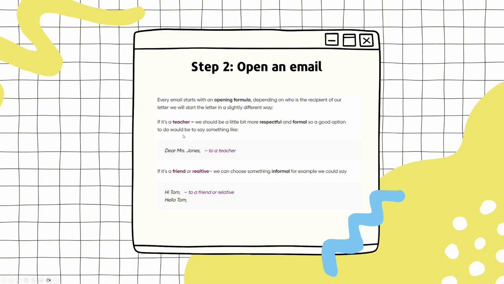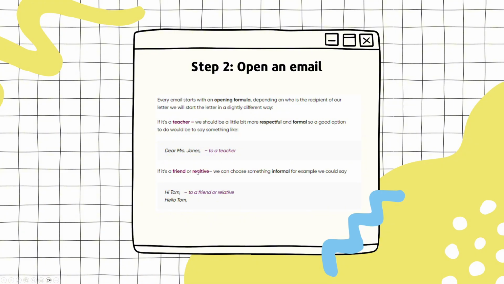So a good option would be something like this. Dear Mrs. Jones. Usually we stay with that, okay? Or Dear Mr. Shazwan, for example. Then a comma. Then move to the next paragraph. Then you write the introduction.